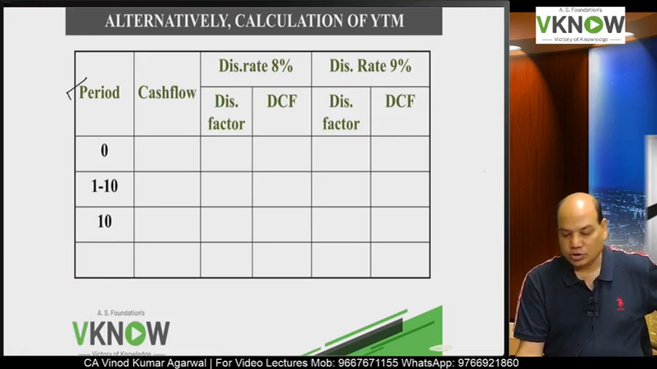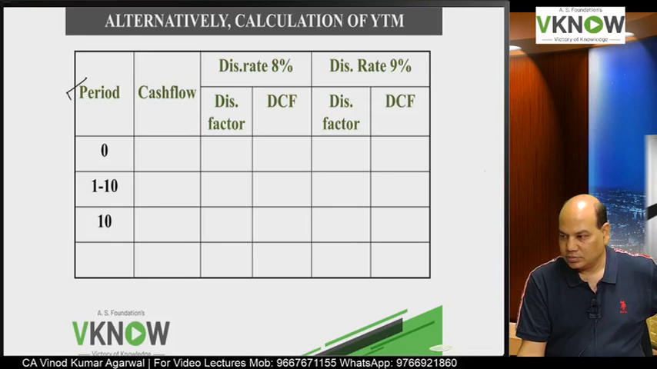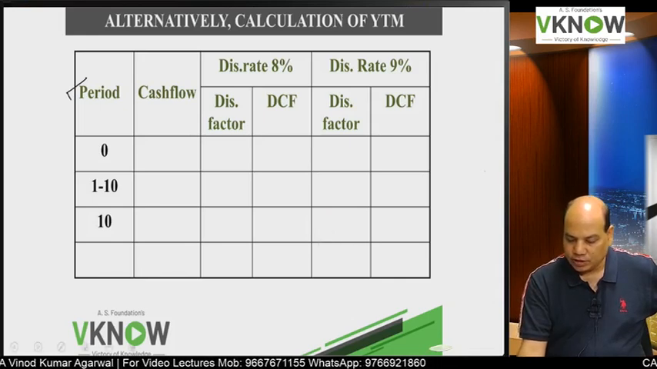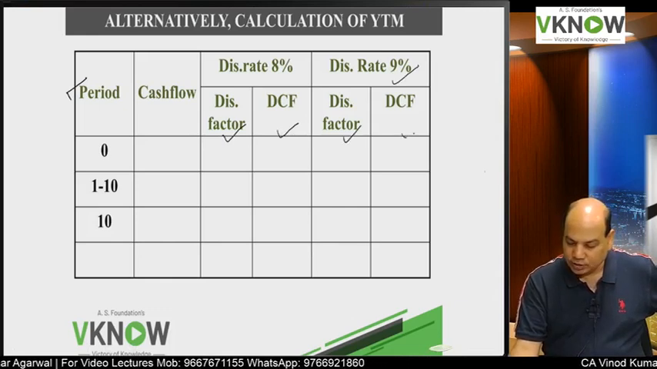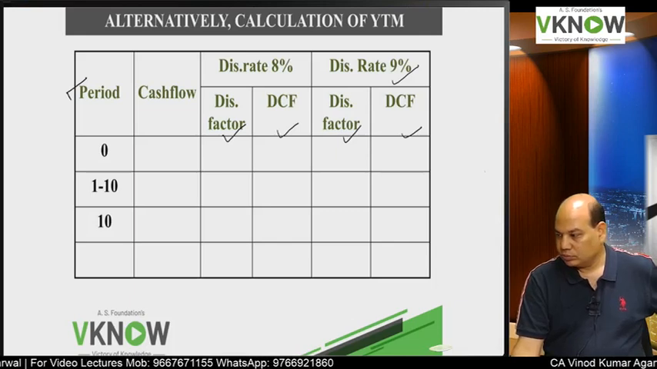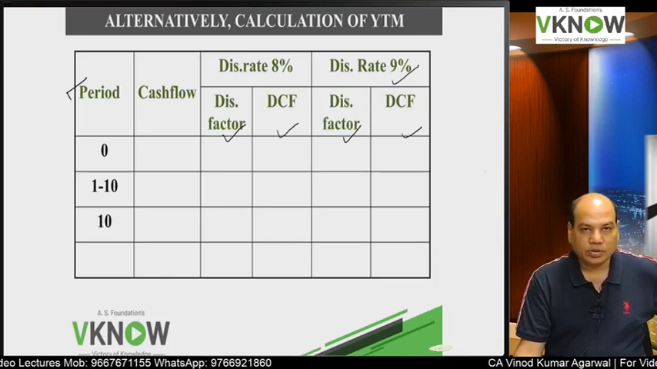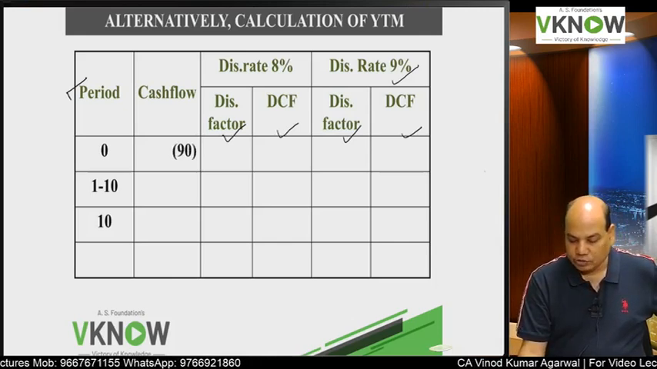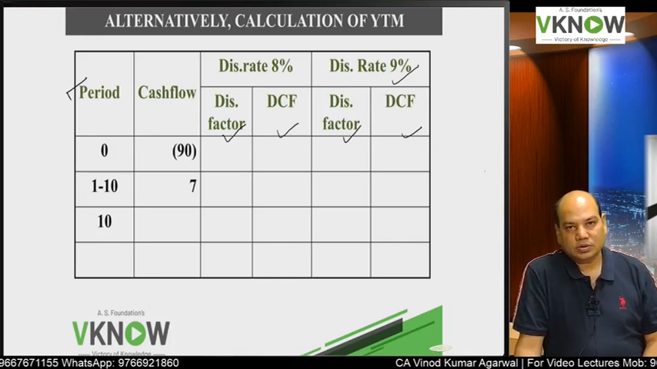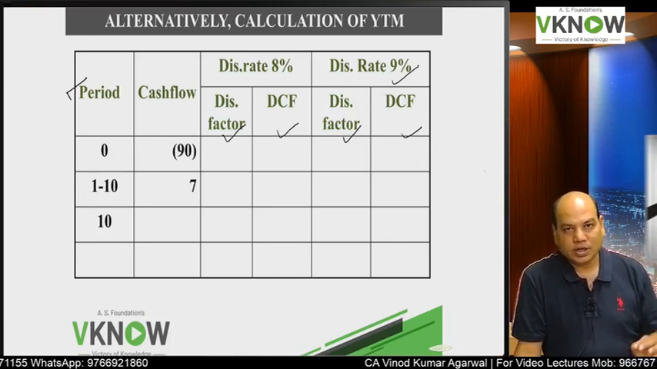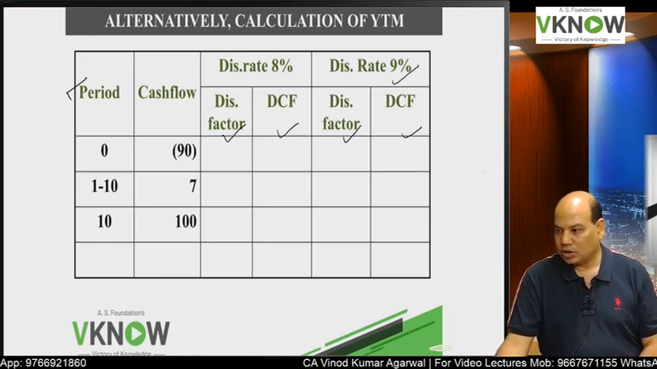Format. First write down period. One period is equal to 6 months. Cash flow. Discount rate 8%. Under that two columns, discounting factor and discounted cash flow. Then 9%, two columns, discounting factor, discounted cash flow. In the exam, you can solve only by formula method or only by this IRR method. Year 0, you have to invest 90 rupees. For 10 half periods, each half year, you will get 7 rupees. And in the last year, you will get 100 rupees.